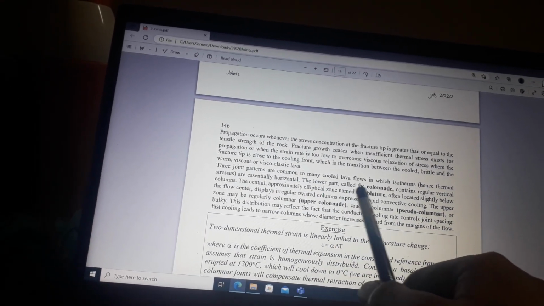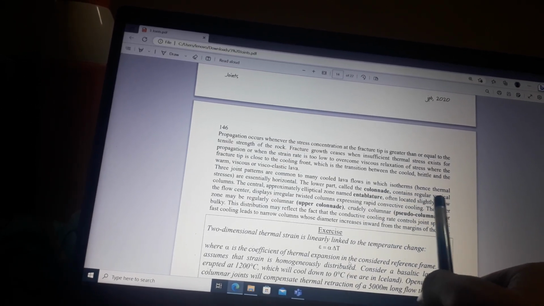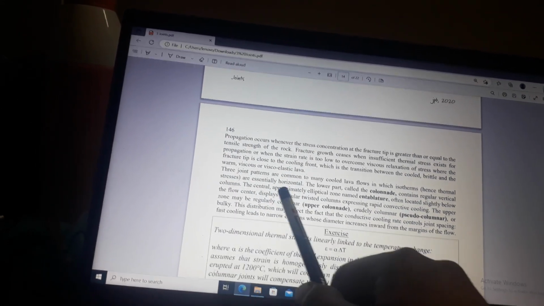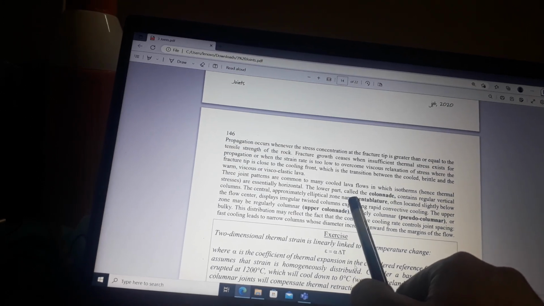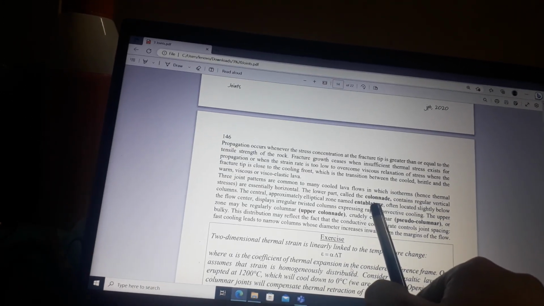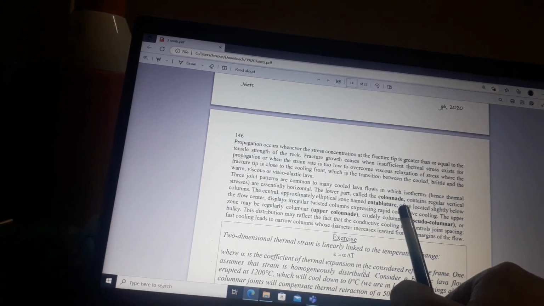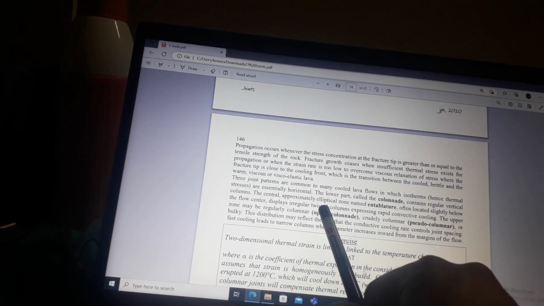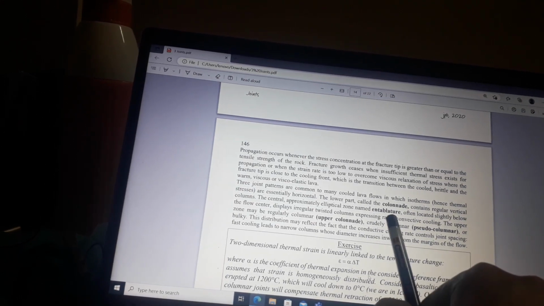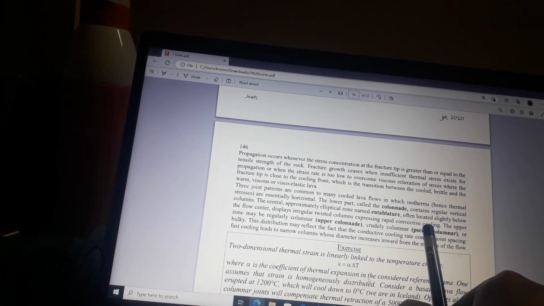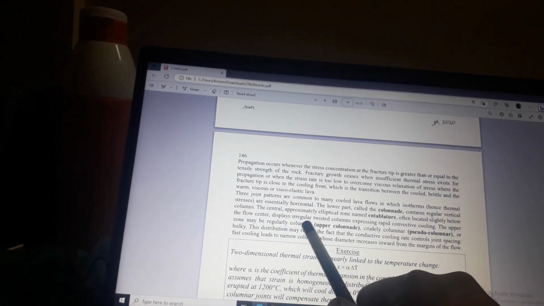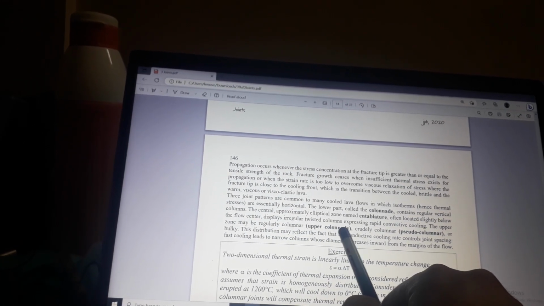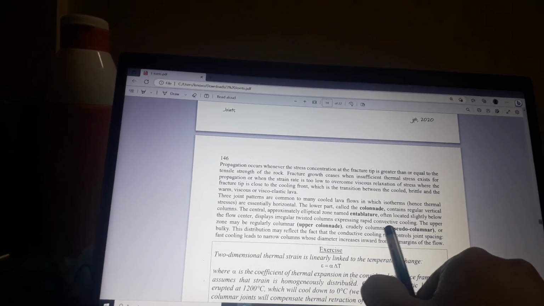The lower part called the colonnade contains regular vertical columns. The center, approximately elliptical zone named entablature, often located slightly below the flow center, displays irregular twisted columns expressing rapid convective cooling. The upper zone may be regular columnar, upper colonnade, crudely columnar, pseudo-columnar, or bulky.